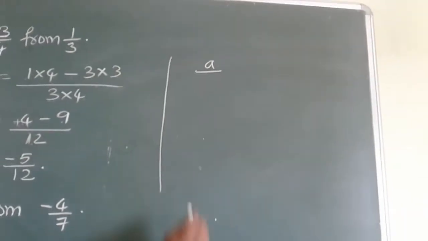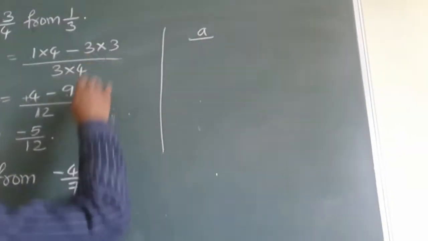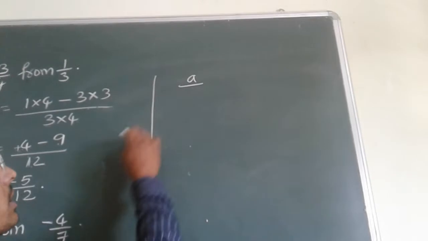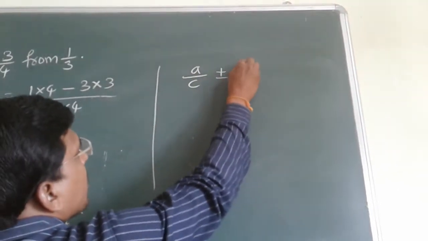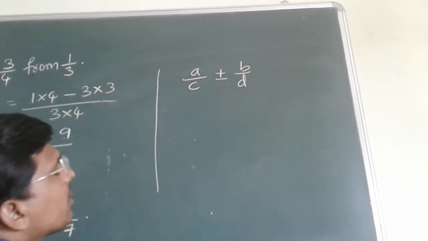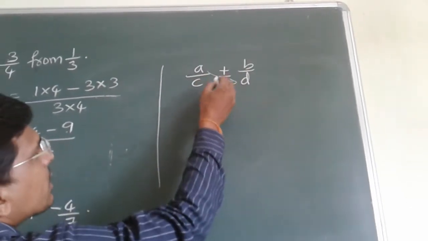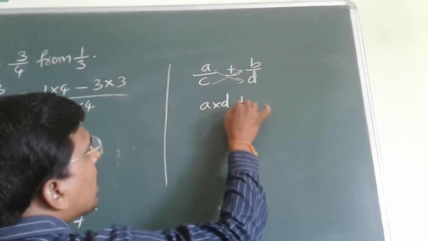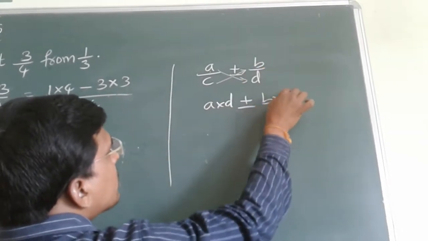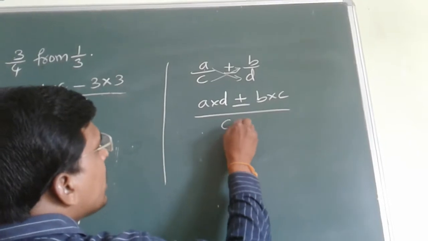Right. See, for solving this problem we have one formula to remember this method. We can write a by c plus or minus b by d. Okay, so here we can take the crisscross method: a into d plus or minus b into c by c into d.